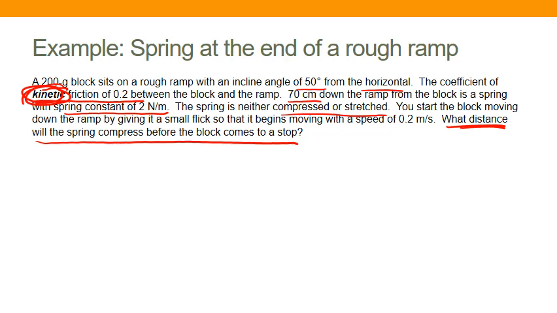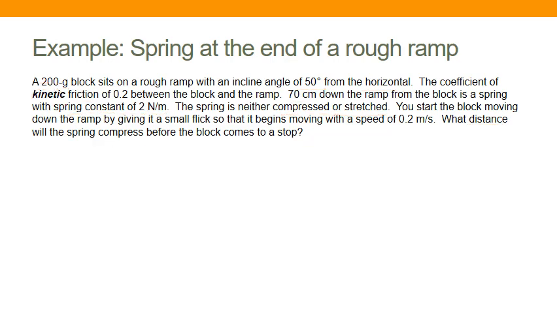So we're going to have this block sliding down this incline. And so if friction is involved, we're going to need kinetic friction. And as a further wrinkle, we're told that we get the block moving down the ramp by giving it a little flick so that it has some initial speed. And that's important. So our initial speed is not zero. Instead, our initial speed is 0.2 meters per second. So there are some important details to recognize as you read through the problem statement.